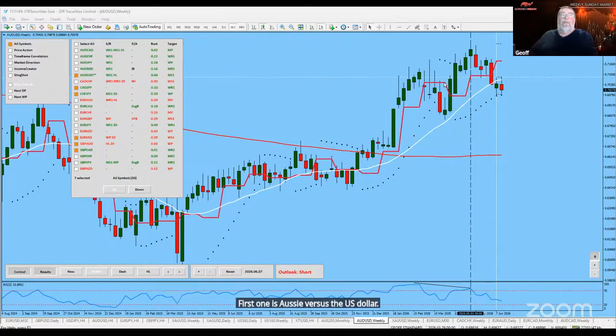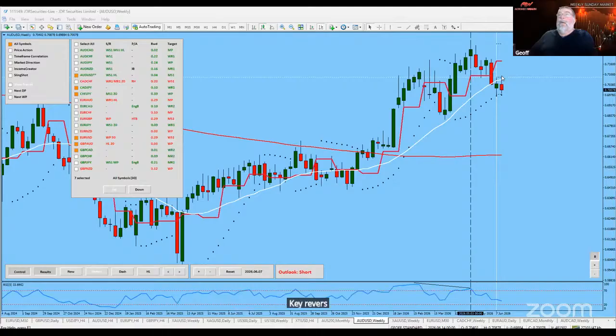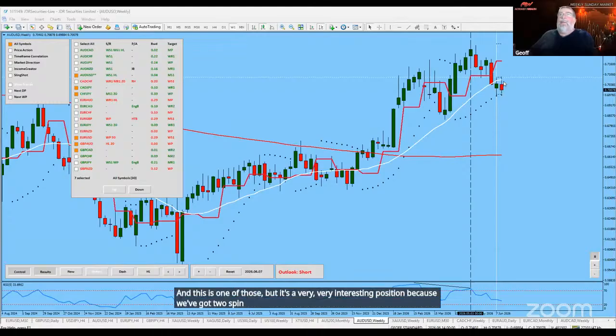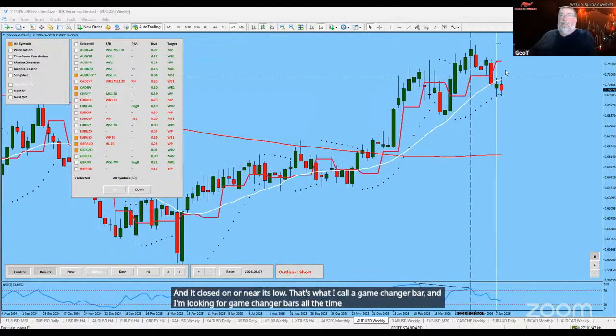Now, what I'm always looking for is something known as a key reversal bar. And this is one of those, but it's in a very, very interesting position because we've got two spinning tops back to back here. The definition for mine of a key reversal bar is a bar whose high is higher than the previous and it closed on or near its low. That's what I call a game changer bar, and I'm looking for game changer bars all the time, especially on the weekly chart, to give me a directional bias throughout the week.